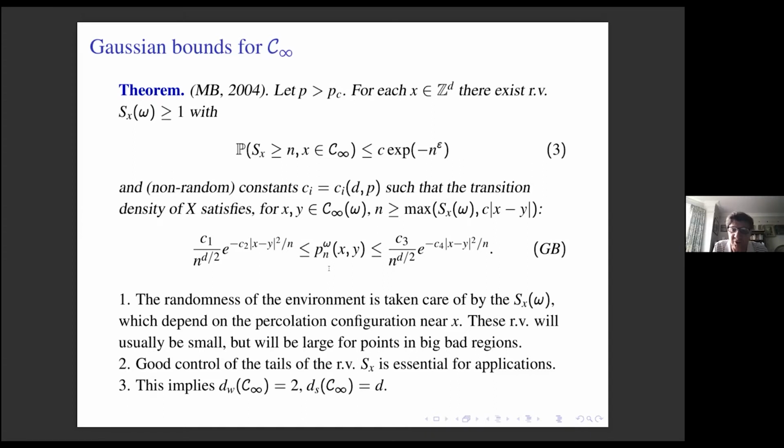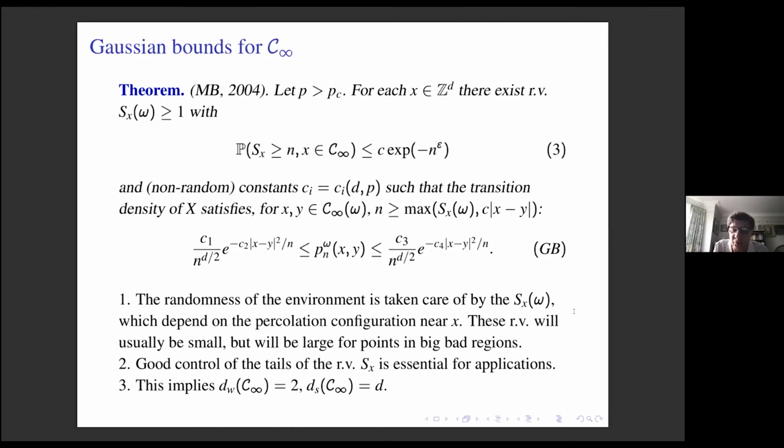And these bounds don't hold for all x and y. They only hold when the time n is, first of all, bigger than a constant times |x - y|. Remember that because we're looking at the discrete time random walk, there's no possibility of it moving a distance r in time less than r. But we also require that n should be bigger than this random variable S_x(omega). And it's the random variables S_x(omega) which take care of the randomness of the environment. If you're at a good or typical point, S_x is going to be small. If your point x is in a bad region, then S_x(omega) is going to be basically the square of the diameter of the bad region.